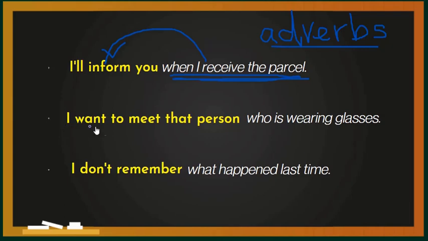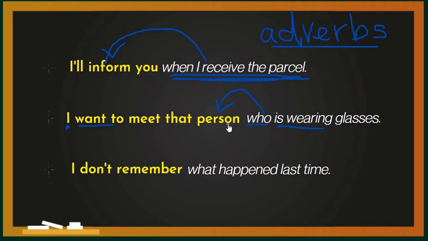Here it's written, I want to meet that person. Now let's find out whether it's a clause or not. If it has a subject and a verb, it is a clause. And the other part is who is wearing glasses. So who is the subject, is wearing is a verb. Now, this part of the clause, who is wearing glasses, is this part of the clause giving you information about something? Yes, it's giving us the information about a noun, that is person. I want to meet that person. Which person? Who is wearing glasses.